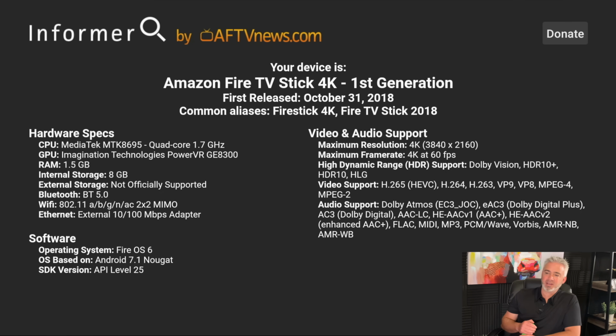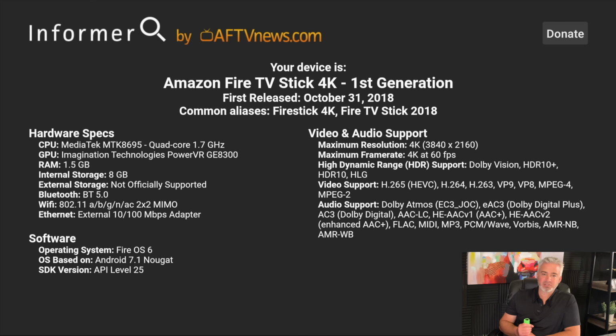And once you've downloaded it, you can go ahead and open it up. It's going to tell you everything about the model that you have. So as you can see here, I have the Amazon Fire TV Stick 4K 1st generation. It was released October 31st, 2018. There's other aliases there as well.